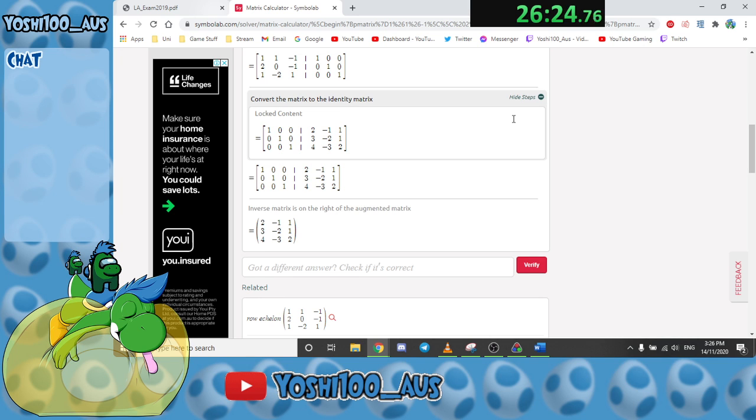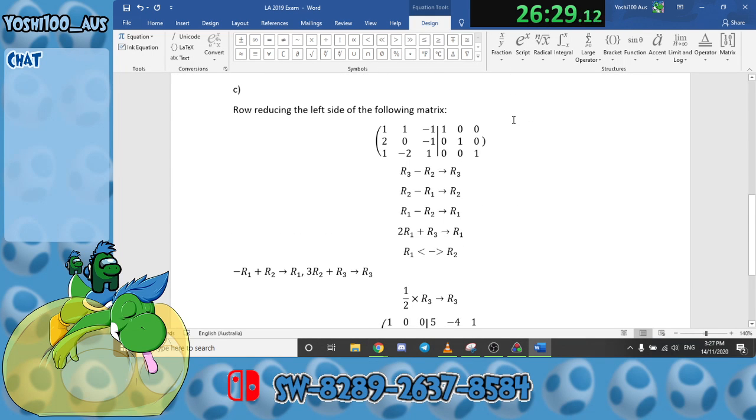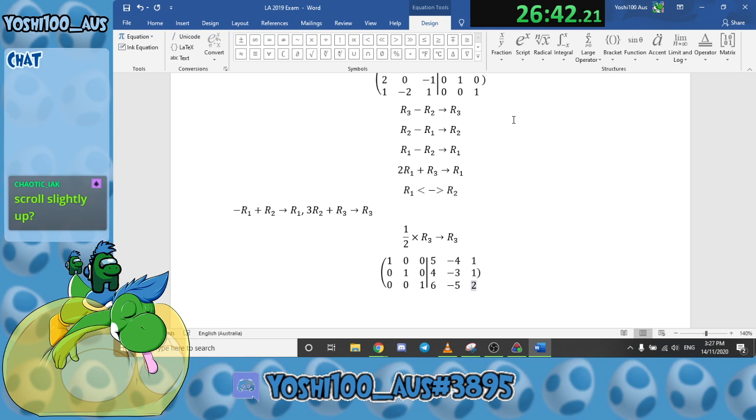Okay. I'm gonna check through my steps again. So these are the steps I used, right? So I'm gonna check through every single one of them again. Hella chaotic. Yes, any percent speedrun. Alright, R3 take R2. So that's... Did I already make a mistake?